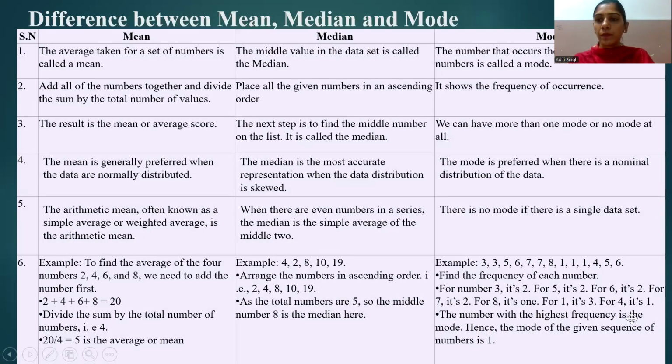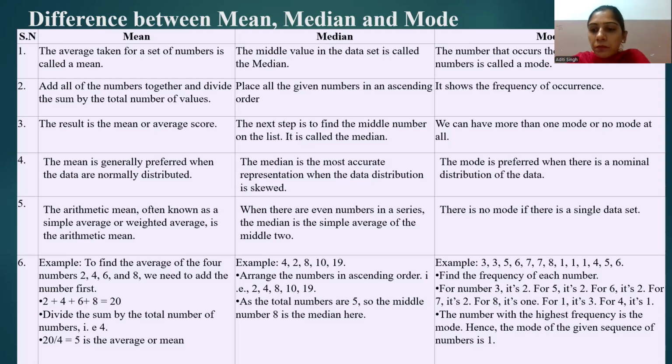After studying, after doing the questions of mean, median, and mode within all the series, let's understand the difference between mean, median, and the mode. All these three, mean, median, and mode, are measures for calculating central tendency. These three are part of central tendency. So let's understand the difference between these three.